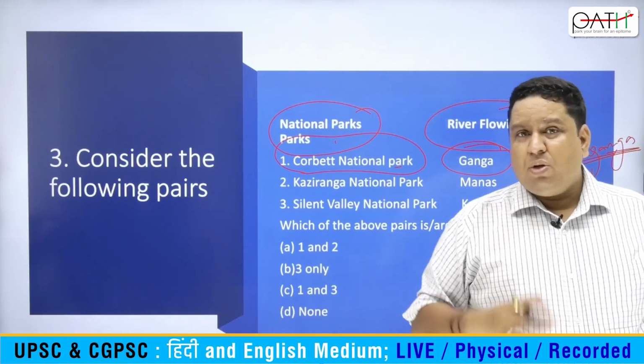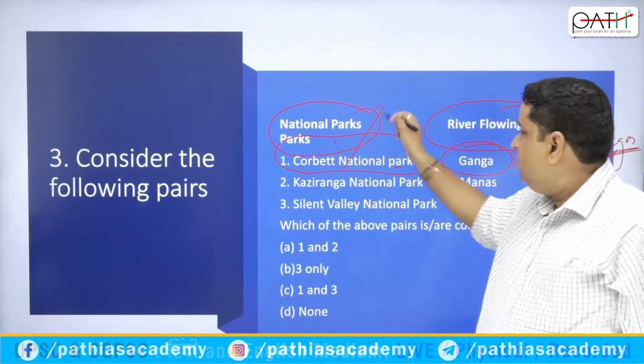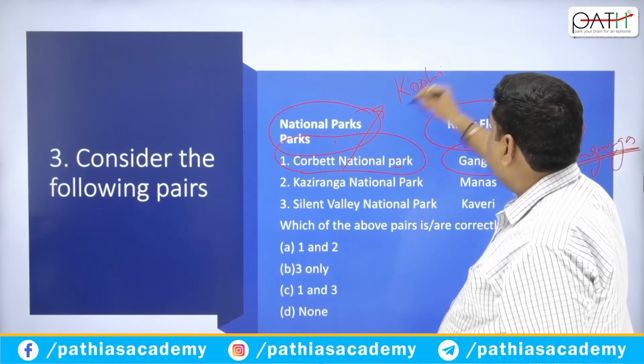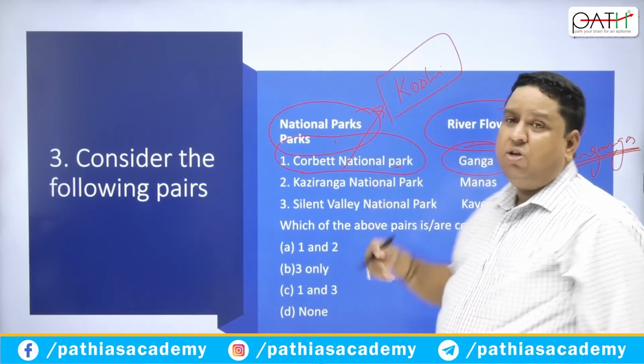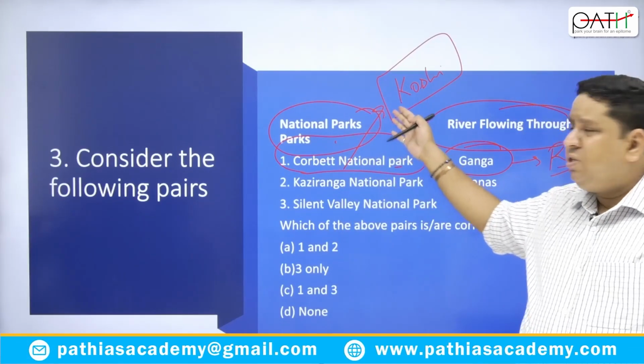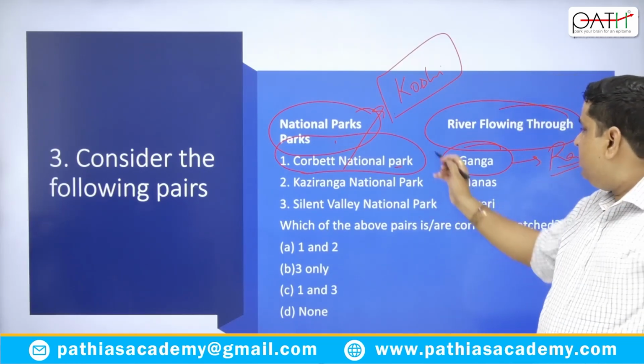And apart from Ram Ganga River, there is a seasonal stream in this region. Its name is Koshi. So please don't confuse it with the Kosi of Bihar. Kosi of Bihar is a different thing. It's a seasonal stream which is named as Koshi. Right? So the first pair is incorrect.